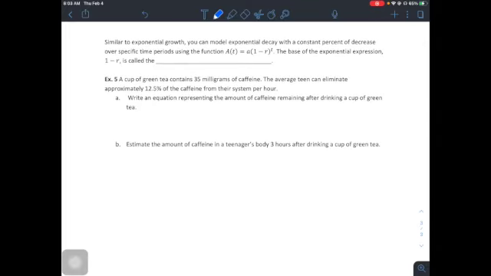Similar to exponential growth, you can model exponential decay. It's a very similar function, except it's 1 minus r instead of 1 plus r. 1 minus r is the decay factor now instead of the growth factor. A cup of green tea contains 35 milligrams of caffeine. The average teen can eliminate approximately 12.5% of caffeine from the system per hour. Write an equation representing the amount of caffeine remaining after drinking a cup of green tea.